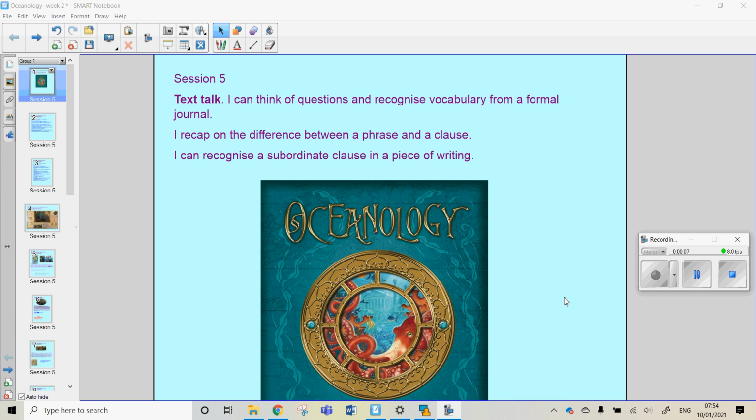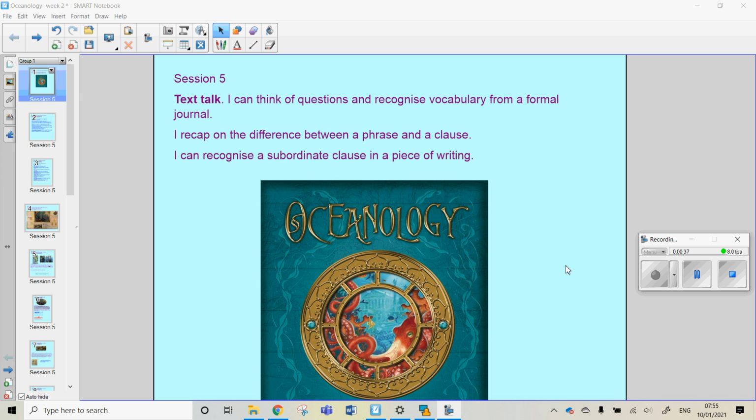We are continuing with the book of Oceanology and following the formal journal of Zoticus de Lesseps. And that's going to be the start of today's lesson where, as last week, we're going to have some text talk, thinking of questions, and we're going to do some vocabulary work to identify and develop our knowledge of vocabulary. We're then going to recap on the difference between a phrase and a clause. And finally today, we're going to recognise a subordinate clause in a piece of writing.